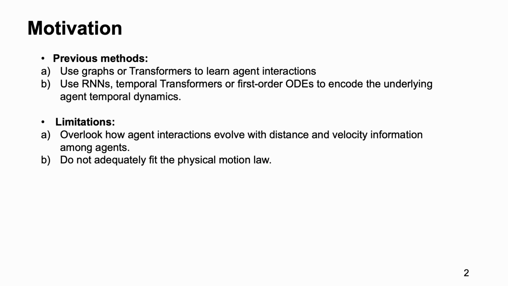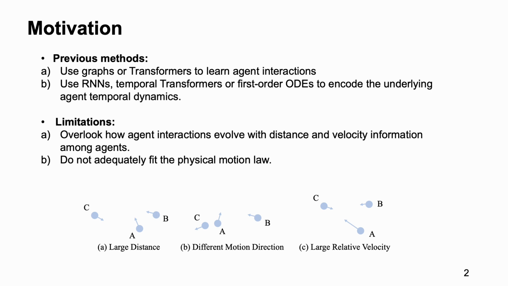For example, as shown in the figure, there are several cases. When two agents are far away from each other, their interaction should be weak. On the other hand, when they are close to each other but are moving in opposite directions, they may not affect each other. Second, they do not adequately fit the physical motion law.